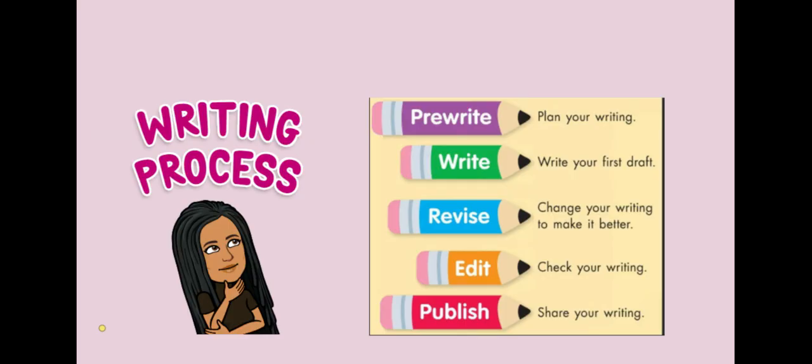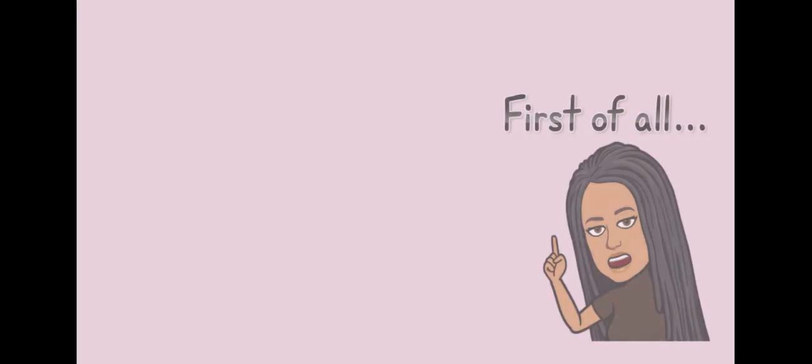Now, when we think of the writing process, there are several stages. The first stage would be the pre-write, where you actually plan out your writing and how you're going to write it. The second phase would be the writing stage, where you actually write your first draft. And then you go on to revising, editing, and then actually publishing your writing.